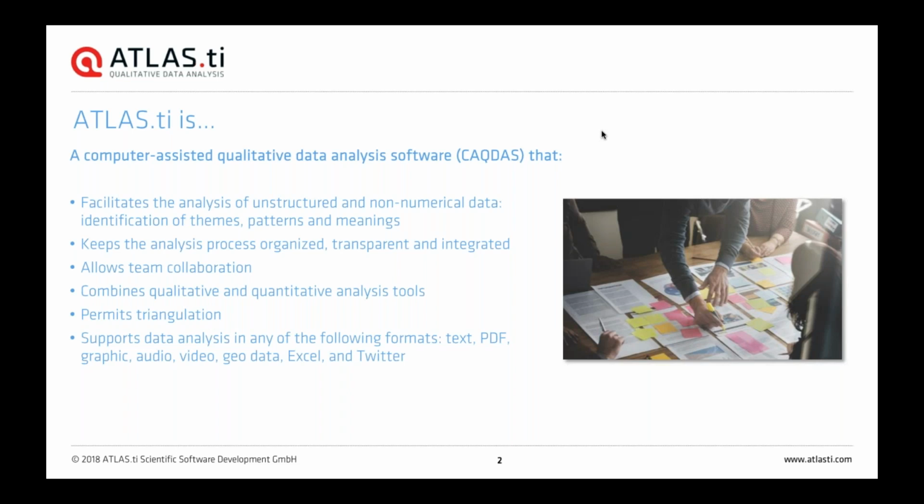We can also use ATLASti for teamwork. We can combine qualitative and quantitative analyses. We can carry out triangulation. And of course, we can analyze a great variety of types of data. So we can have textual data, such as interview transcriptions, or even articles. So ATLASti is also a great tool for carrying out a literature review. But aside from textual data, we can also analyze images, audio files, videos, geodata, Excel data. Maybe if you carried out a survey with open-ended responses, and you've collected all the responses, you can also import them into ATLASti and analyze them. And you can also import tweets from Twitter and analyze them. So if you're interested in social media data, you also have that possibility.